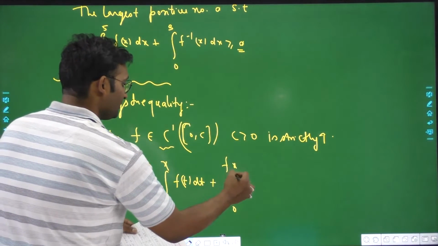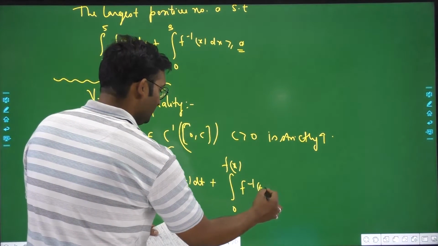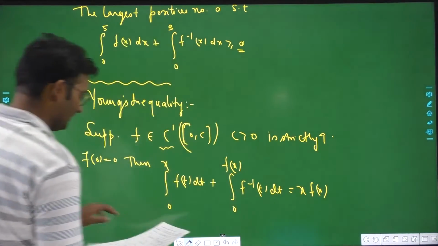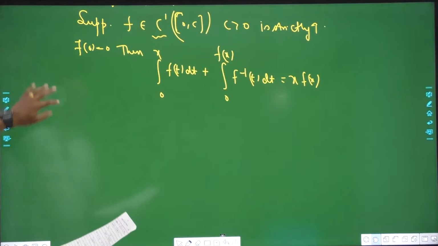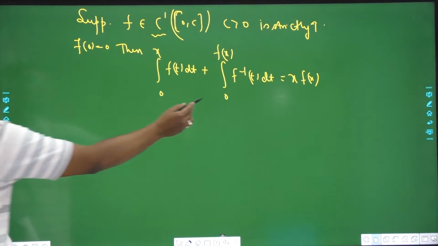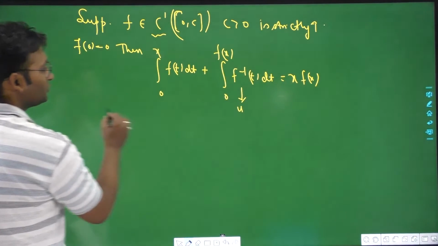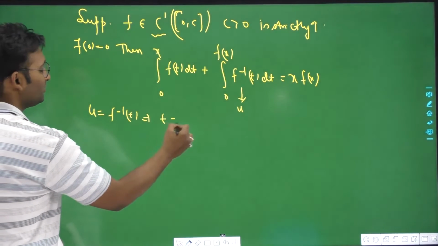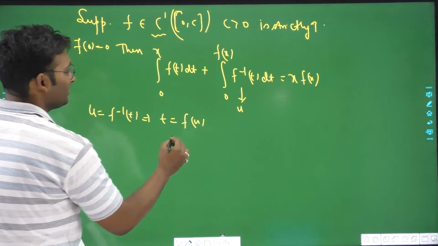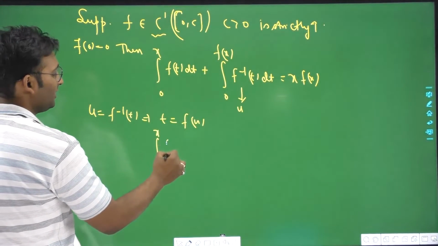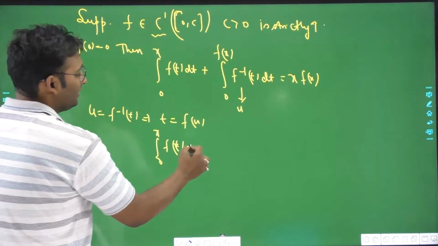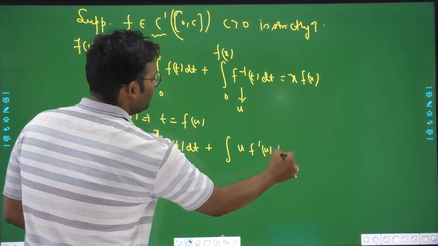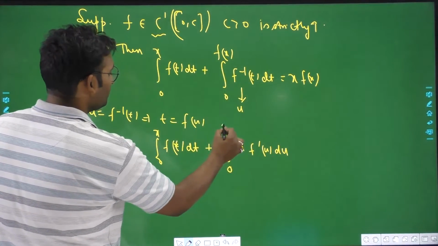f(x) of f inverse(t) dt is equal to x into f(x). How will we do this? It is simple. Let us start. Just take this particular thing as u. So taking u equal to f inverse(t), you get t equal to f(u). So I can write the integral from 0 to x of f(t) dt, and here I can write the integral of u into f dash(u) du varying from 0 to x.